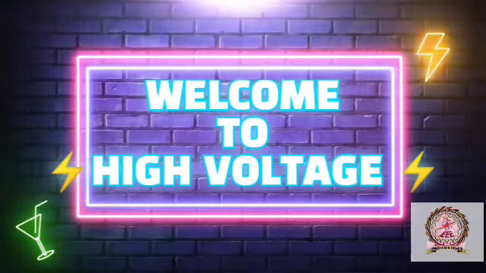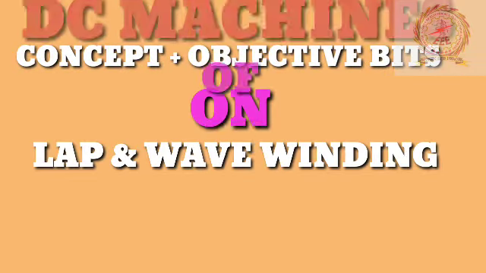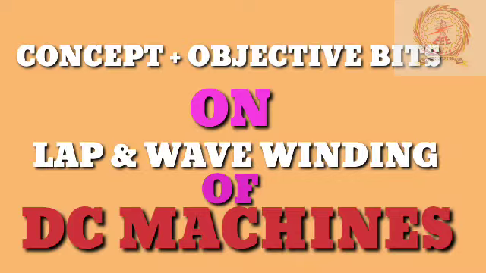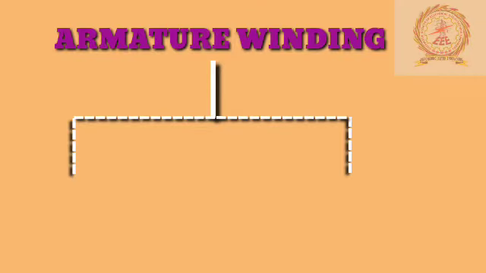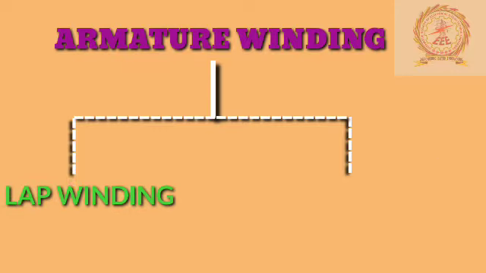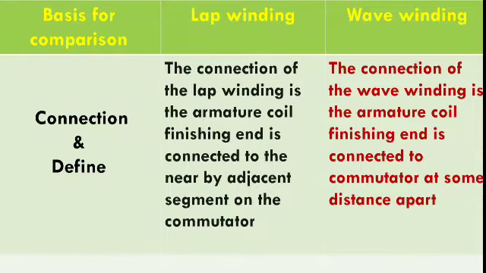Today we are going to see concept plus objective bits on lap and wave winding of DC machines, DC machines part 2. Basically, armature windings are of two types. First one is the lap winding, second one is the wave winding. Now we will see some important points one by one by comparison table. The table is the basis for comparison: lap winding, wave winding.